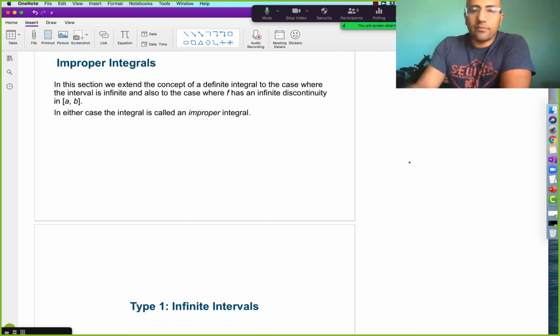Okay, so this is chapter 7, section 8, improper integrals. In this section, we extend our concept of a definite integral to the case where the interval is infinite, or also the case where the function f has an infinite discontinuity in the domain from a to b. In either case, the integral is called an improper integral.